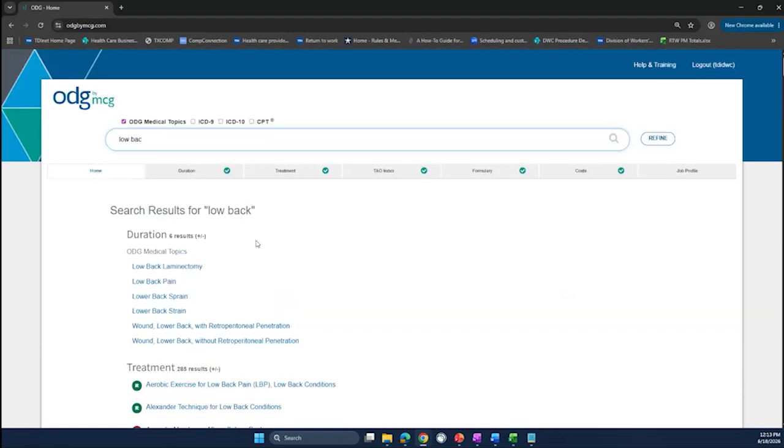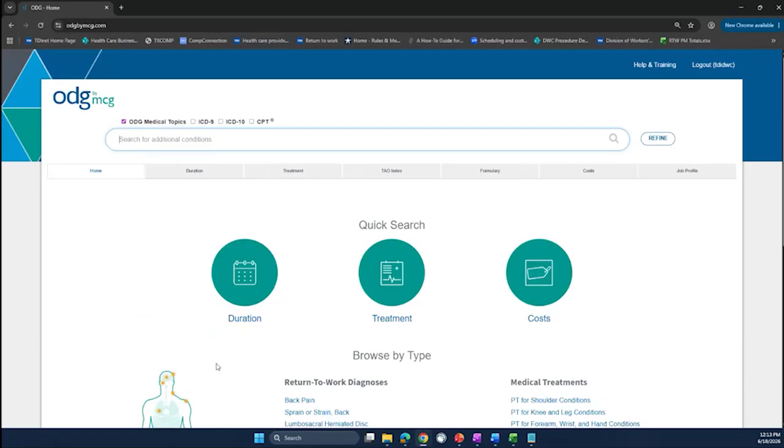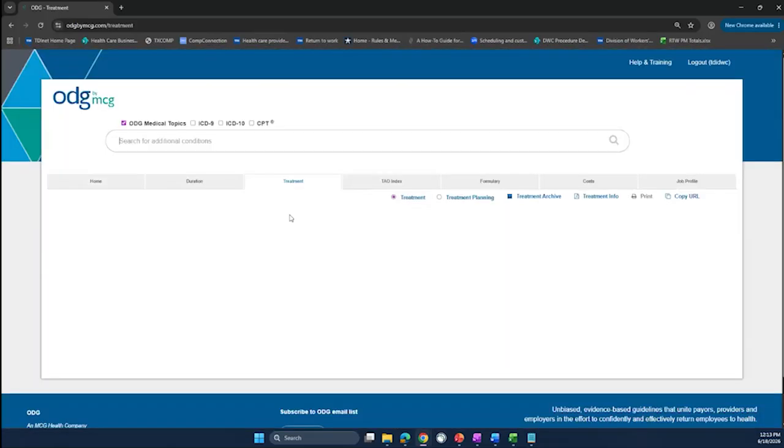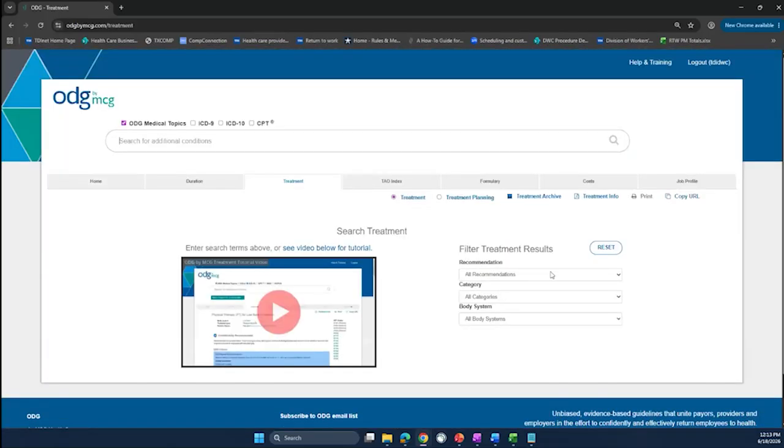So again, we're only going to be focusing on treatment. So I want to show you up here, you also have these tabs, right? You could go here, and then you will have these three options here.